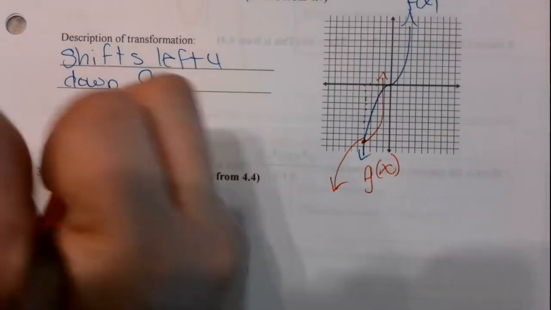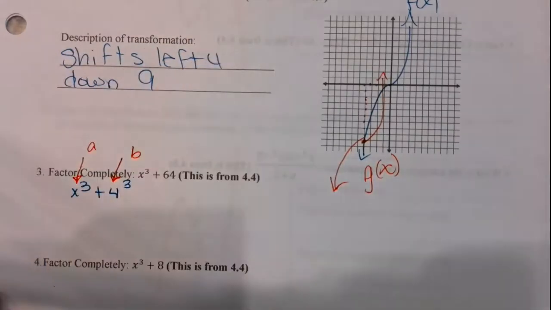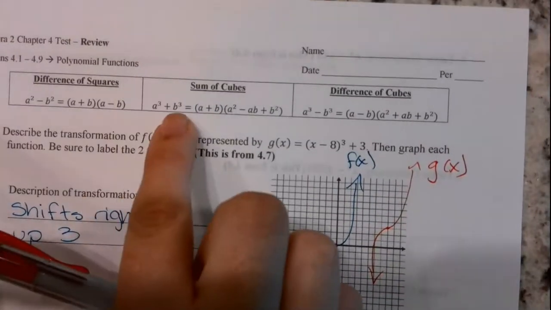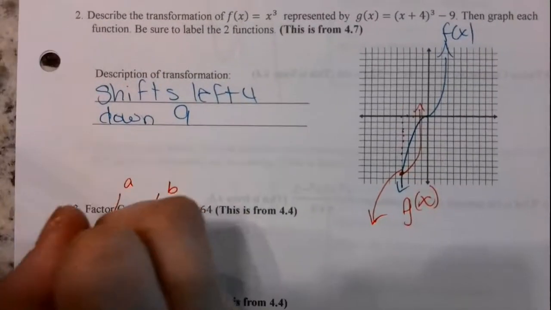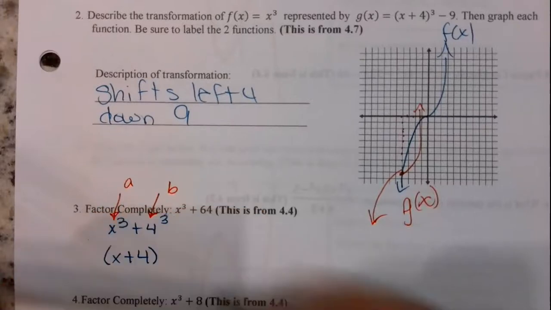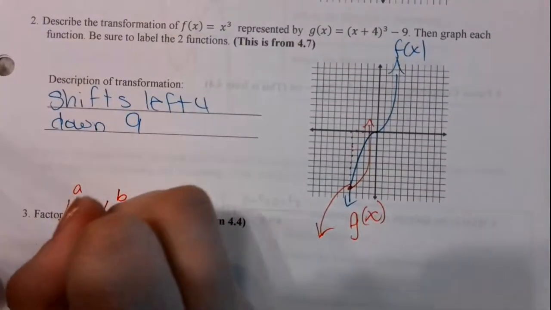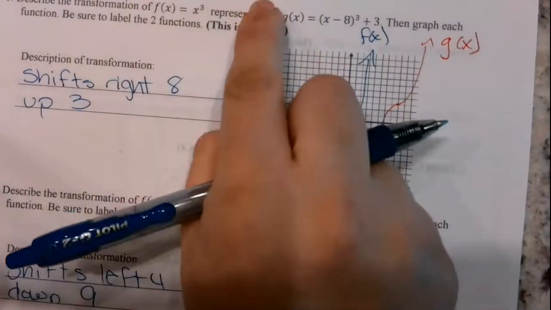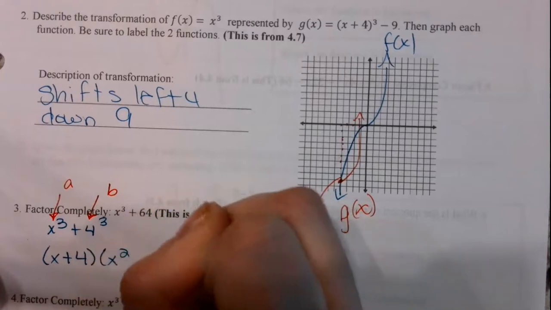X is going to be my a value, and 4 is going to be my b value. They have a plus in the middle, so I am plugging into the sum of cubes formula. When it says a plus b, it's just going to be x plus 4. I write them without their exponents. Then I have a squared, so that's just x squared, minus a times b, so minus x times 4, plus b squared, so 4 squared.